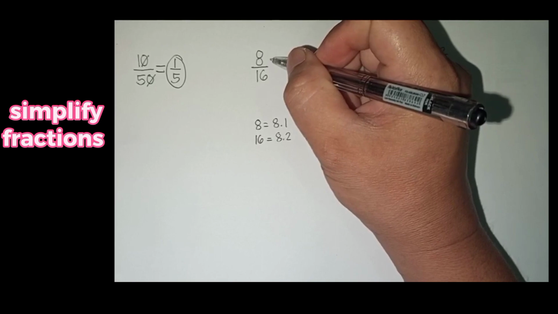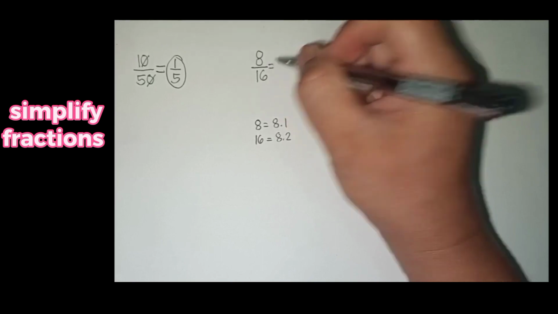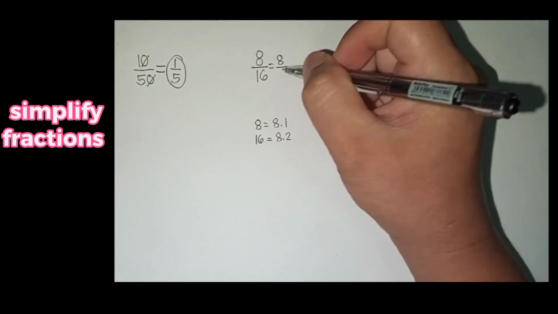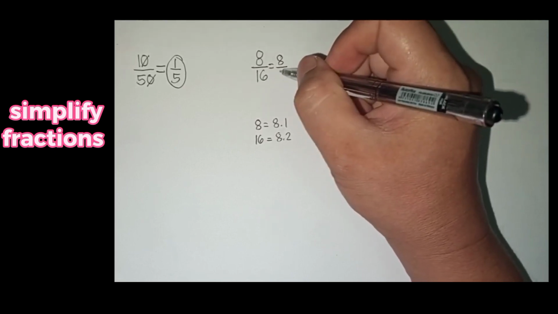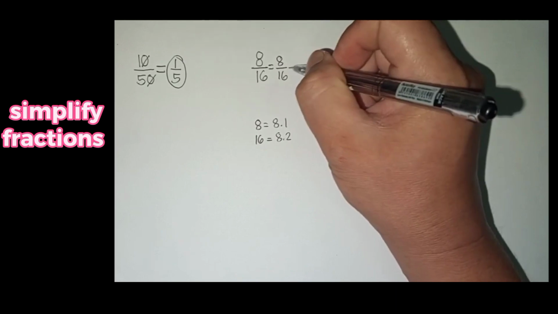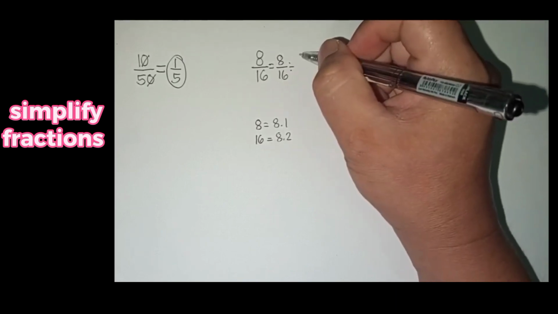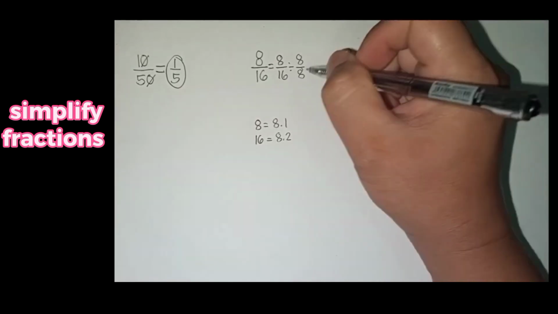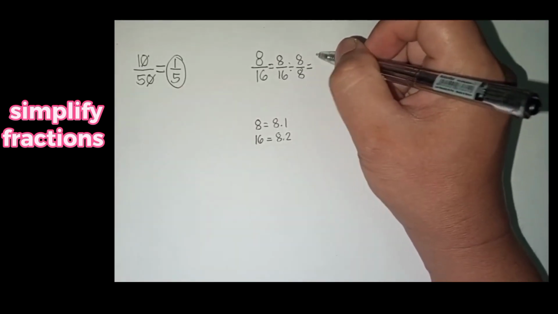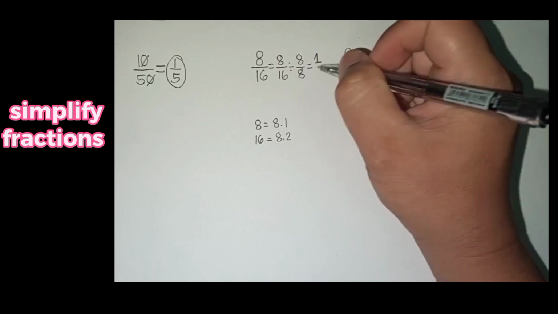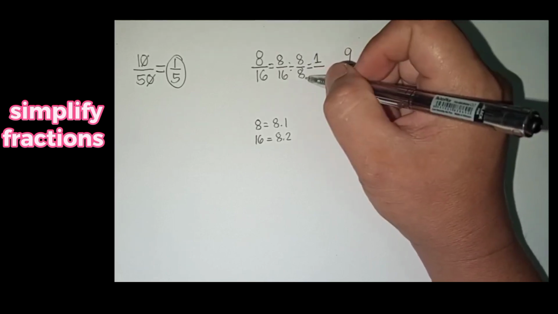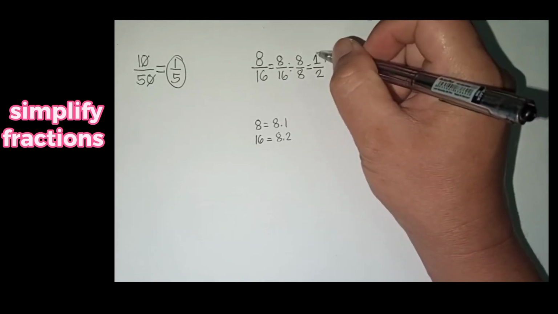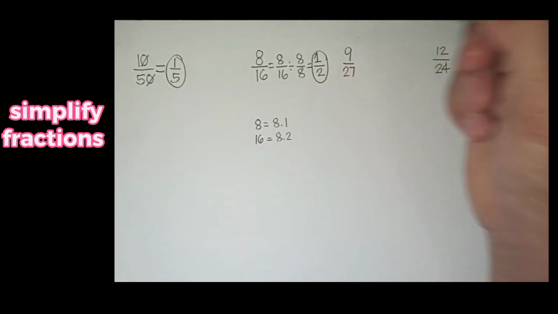So we just simply have to divide both the numerator 8 and the denominator 16 by its GCF. So 8 over 8. 8 divided by 8, that is 1. And 16 divided by 8, that is 2. So the answer is 1/2.